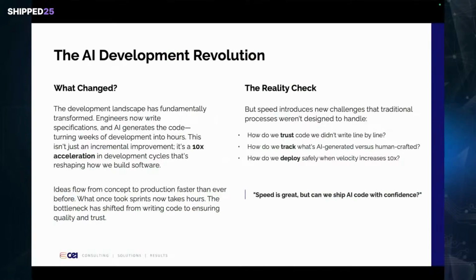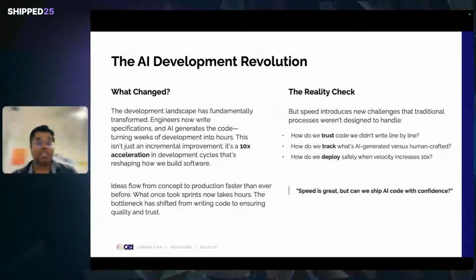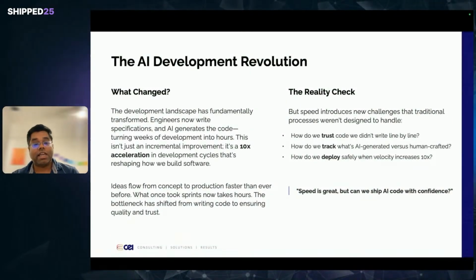So where we are right now: the AI development revolution. What really changed? The development landscape has fundamentally transformed. Developers are now writing code using GitHub Copilot or any AI-powered development tool. They are writing specifications rather than code, so that the AI agents can understand the specification and generate the code. This is turning weeks and weeks of development into hours. This is not just an incremental improvement. This is a 10x acceleration in the development cycle. That's how it's reshaping the entire software development lifecycle.